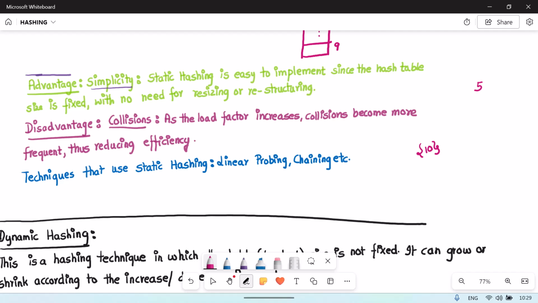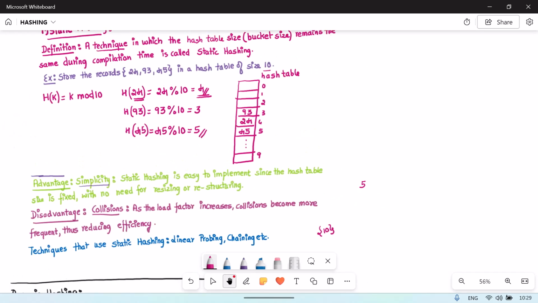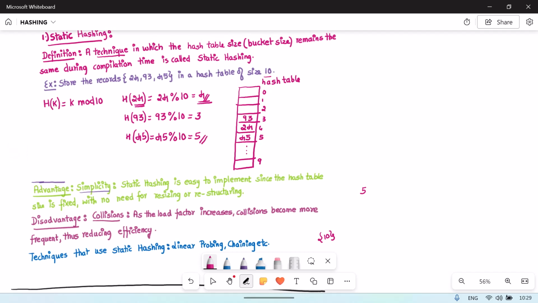When the keys are more than the hash table size, this would lead to something called a collision. As the load factor increases, collision becomes more and more frequent, thus reducing the efficiency of the hashing that we are going to use. So are you clear with this? That is all we have in static hashing, and you also have to know the techniques. Techniques like linear probing and chaining make use of static hashing.